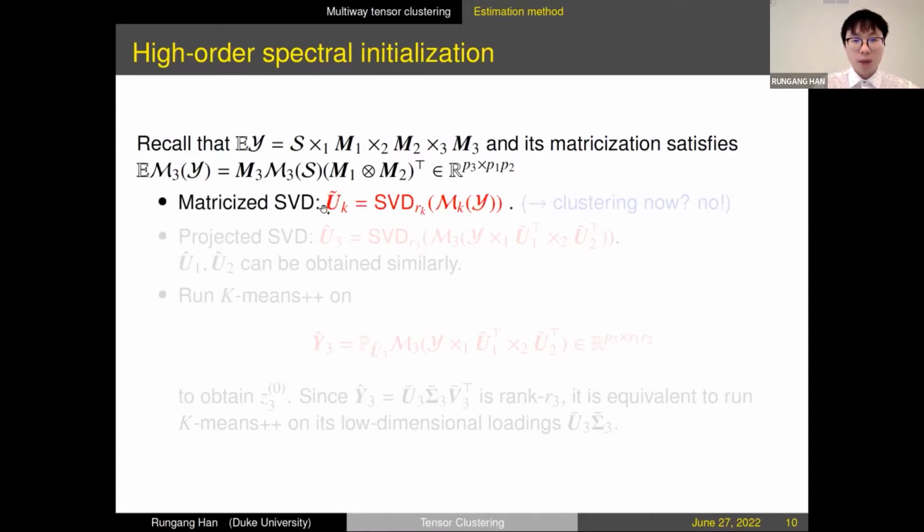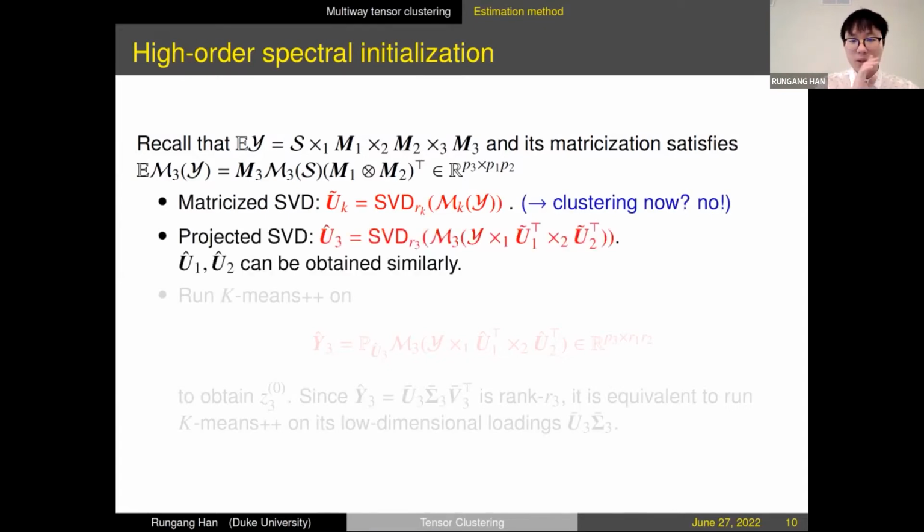But we cannot directly work on this U_k hat, say doing K-means or what we do in spectral clustering. The issue is that when you do this kind of matrix SVD, you do not fully utilize the tensor structure. That means you do not utilize that you have the clustering structure in the other two directions. So we do not cluster it right now.